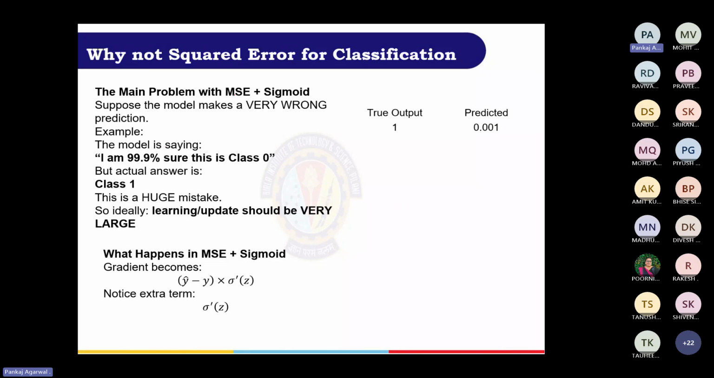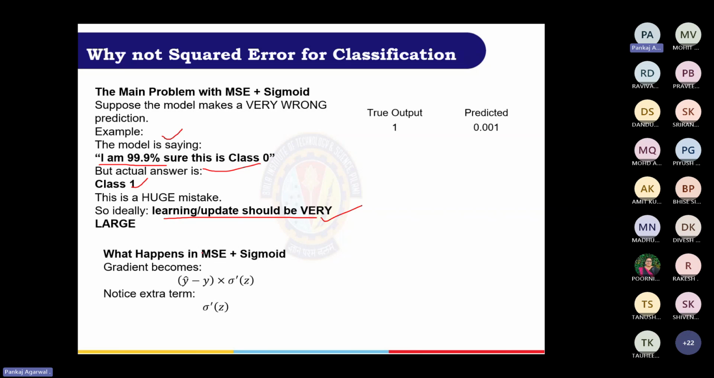And that is the reason why we are not using the squared error function, or the squared error concept, for classification. I hope this has given you food for thought. Suppose a model makes a very wrong prediction. For example, the model says I am 99% sure that the class is 0, but the actual answer is class 1. This is a huge mistake, isn't it? Ideally, the learning update should be very large, but it does not say that, right?